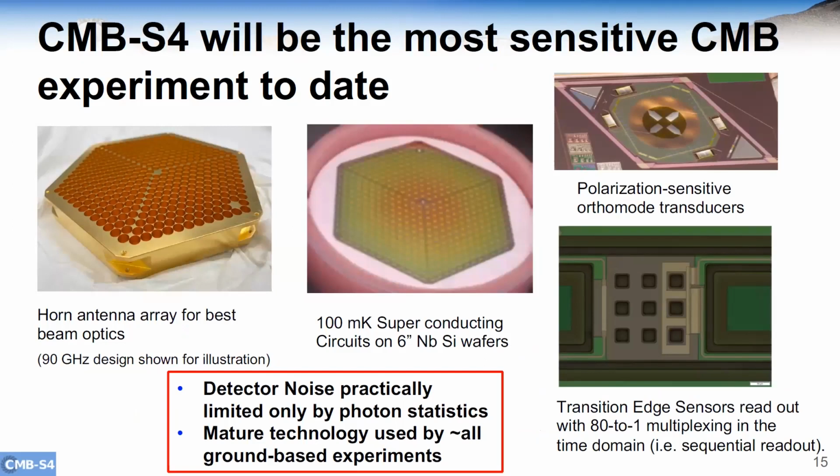So there's been a lot of improvement in the technologies. As I say, it's no dramatically new technology. It's basically optimizing technologies that we have. The detector noise is pretty much limited by the photon statistics, and that's why you need to drive to more detectors, up to this 500,000 detectors. The technology is mature. It's a question of fabricating these and doing the quality control on these, and improving things like the multiplexing as well.